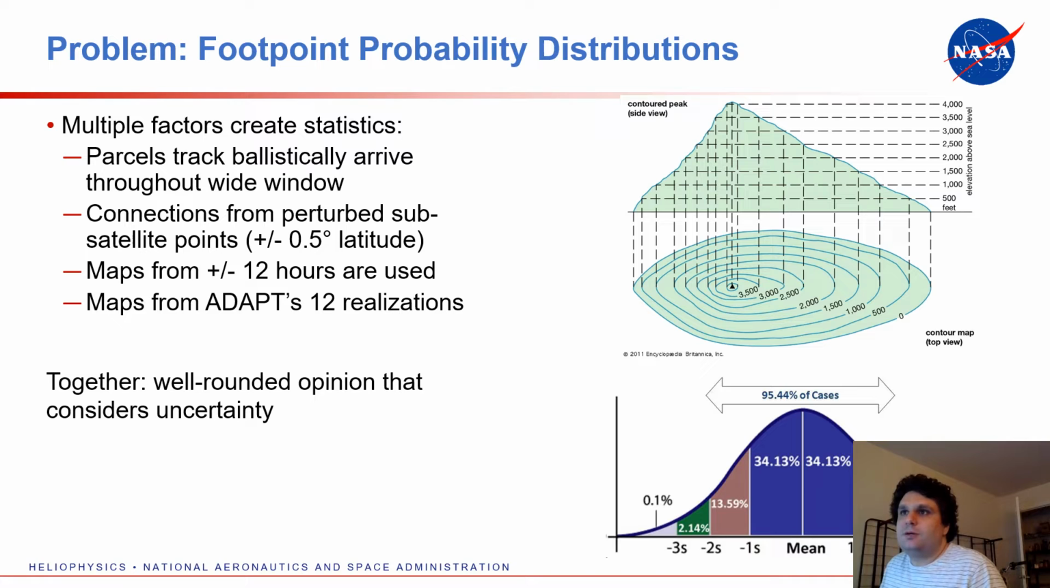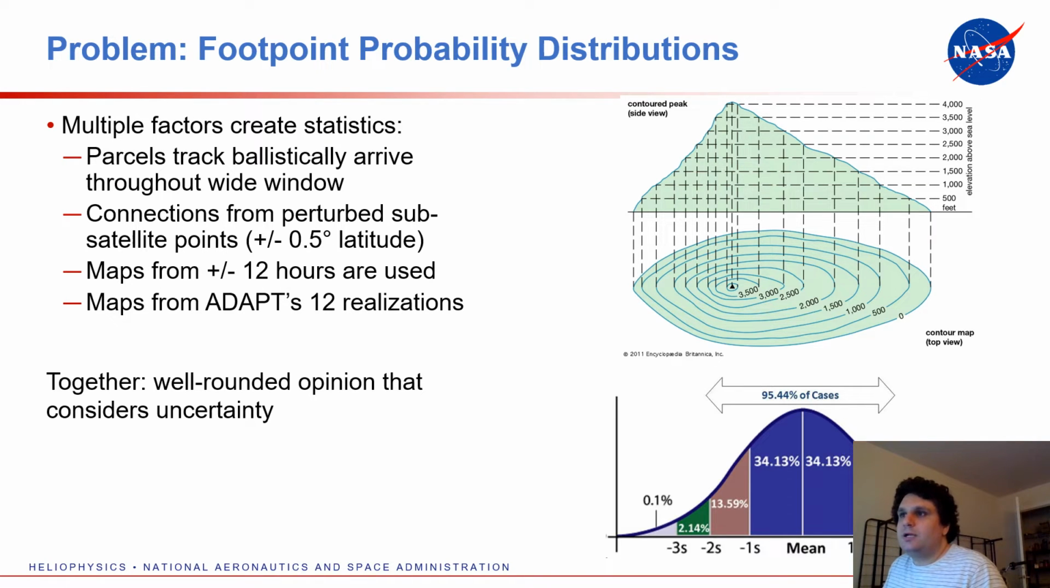So first of all, parcels are arriving ballistically throughout a wide time window around the target point in the solar system. We know from experience that solar wind models often have the right features, but they come a day late, they come a day too early, sometimes they're stretched. So we want to be generous with our connectivity arriving at the right point at the right time.